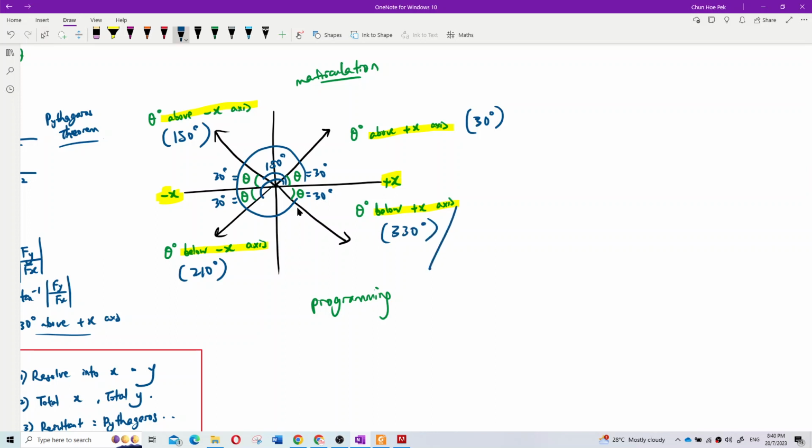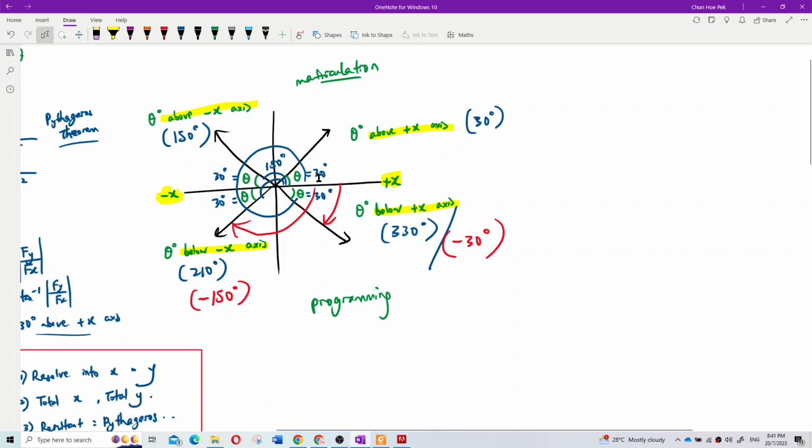Or we can also say it, if we don't want to take the big angle, we take the smaller angle. We can mention it this way. It is negative 30 degrees. Also can. If you want to tell the program, for this one, you can also say it this way. This is 30 degrees, so 180 minus 30, so this is negative 150 degrees.